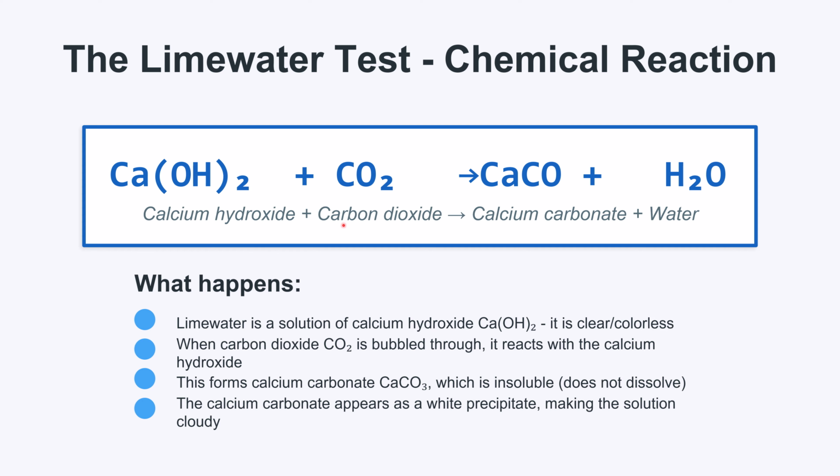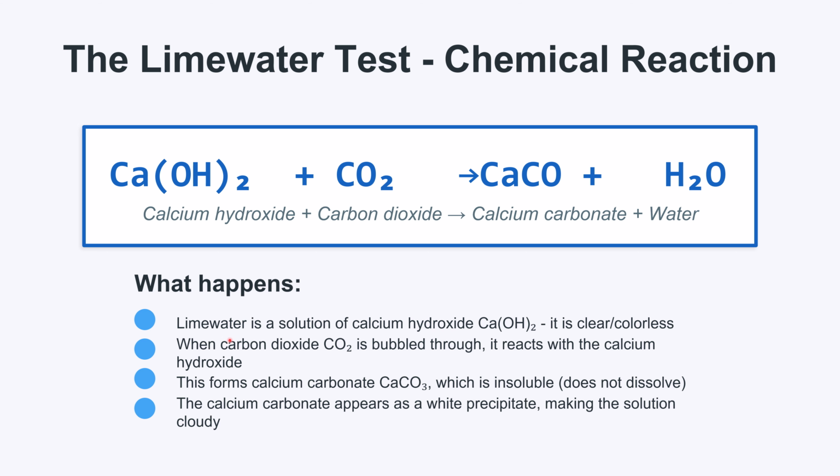When we bubble carbon dioxide through it, a chemical reaction occurs. The reaction is calcium hydroxide plus carbon dioxide. These are the reactants, and what we get, the products, are calcium carbonate plus water. So why does it look milky?